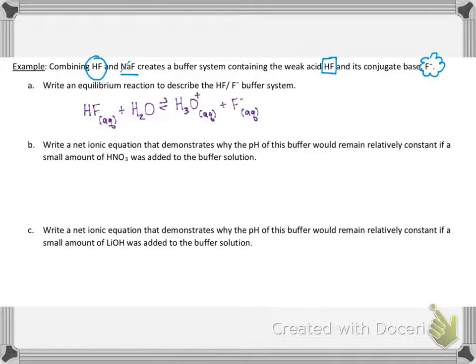Let me write it out. So by convention, we always start with the weak acid component of the buffer system and add it to water. And then you show, well, it's a weak acid, that's going to protonate your water, forming hydronium, and then you get the conjugate base. So you're showing, here's the weak acid component, here's the conjugate base component, and there's how they'll convert back and forth between each other.